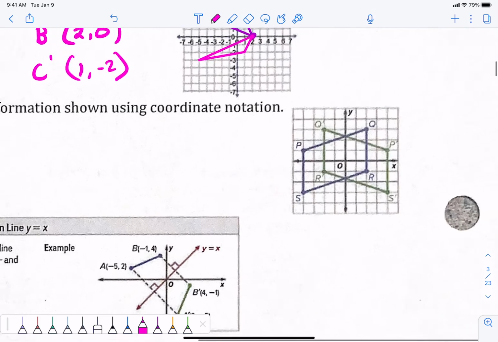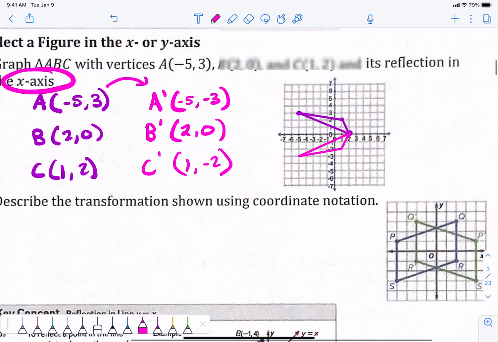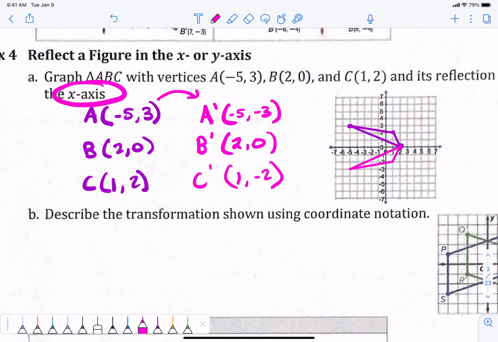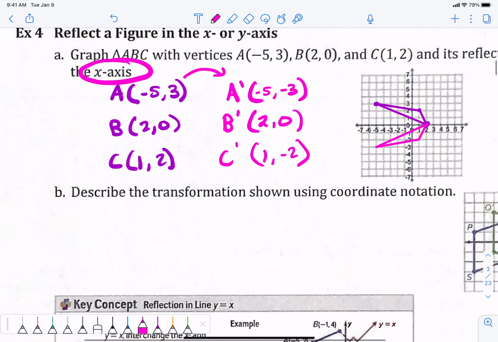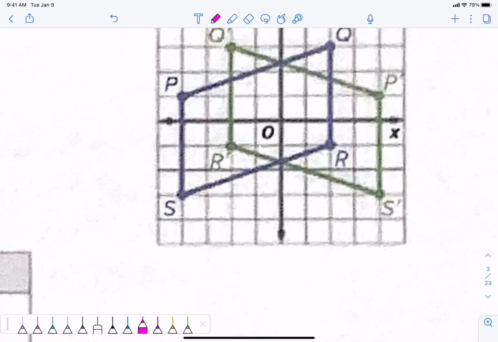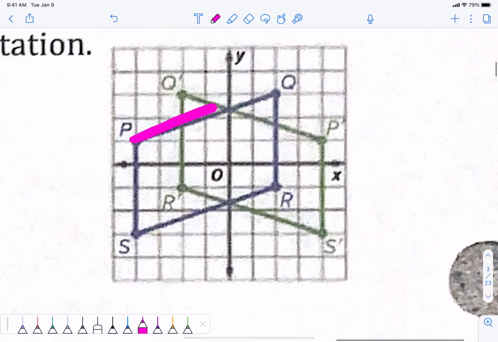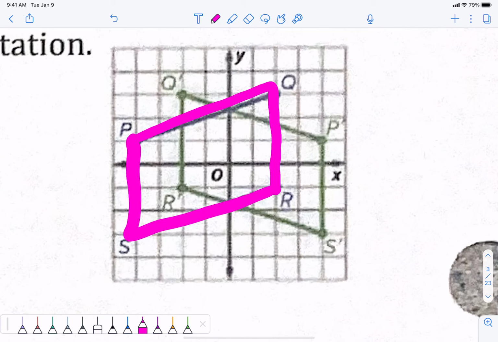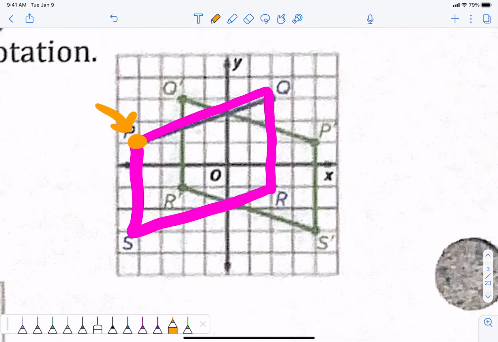So down here, is that what we did up here? No, this one we just graph the thing. So graph and its reflection. They just want us to graph it, okay? Part B says describe the transformation using coordinate notation. So we're starting with PQR. That's the one that's mostly on the left side, right? Okay? And just to figure this out, I'm just going to specifically look at P, okay? What are the coordinates of just P? Negative 4, 1. Okay, now what's the coordinates of P prime? That's this guy over here.